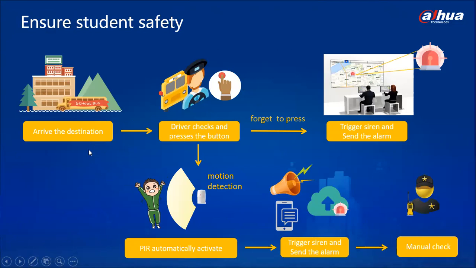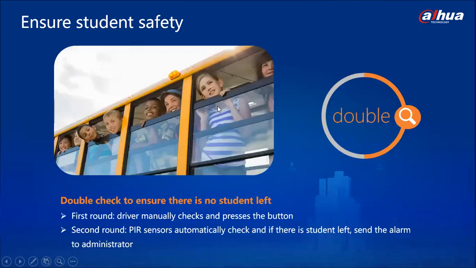So the typical workflow is that the driver will register arriving at the destination, either going to pick up students or taking students to school. The driver presses the button. The PIR will be used to sense whether the students are there, to check on students automatically through motion, and also send an alarm. Then if the driver forgets to press this button, we'll trigger an alarm from the platform. We'll check this in more detail because it might not be clear at this point, but later you'll be able to see how it applies.